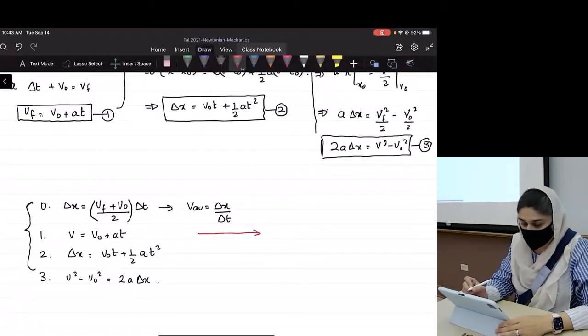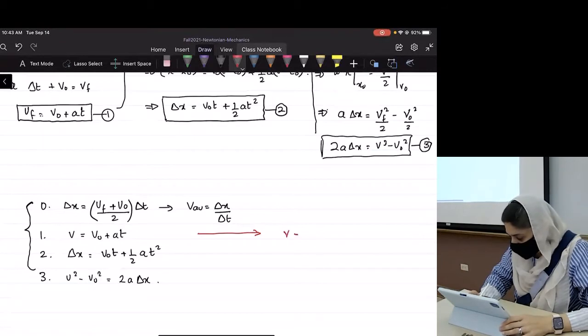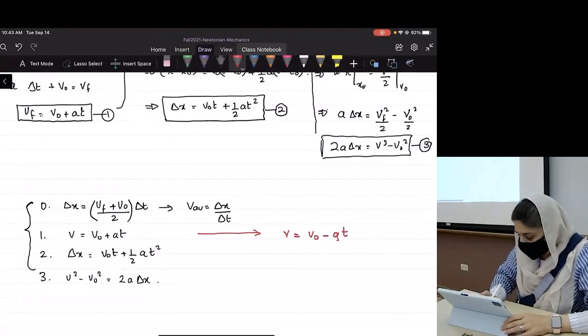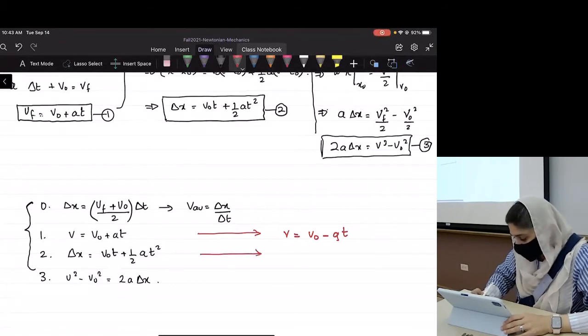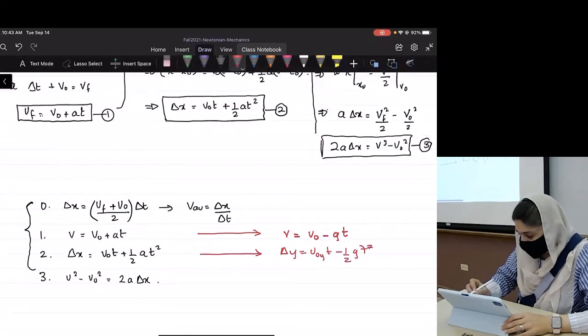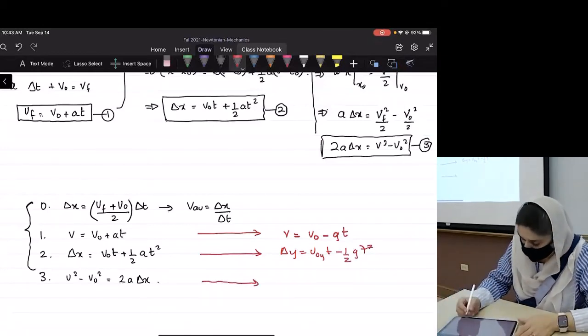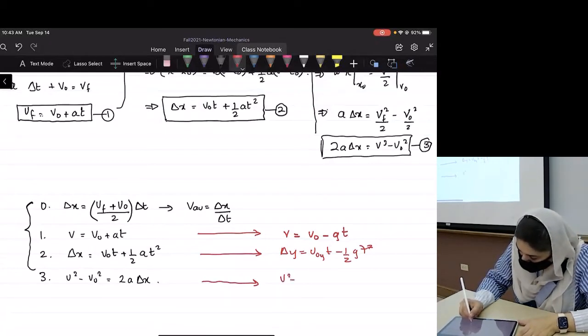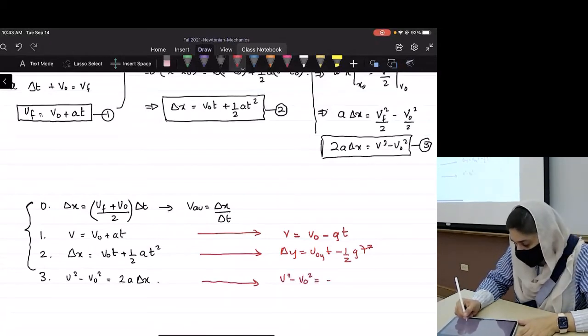So what will it be for the first one? V will be V0 minus gt. What will it be for this one? Delta y equals V naught y t minus a half g t squared. And the third one will be V squared minus V0 squared equals minus 2g delta y.